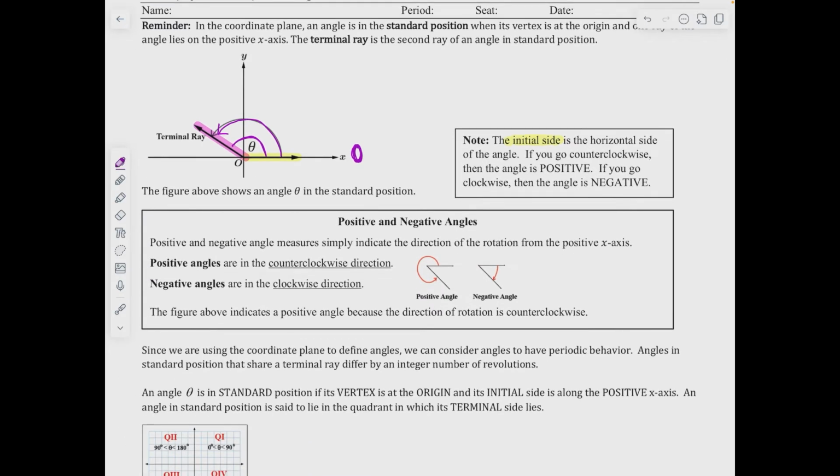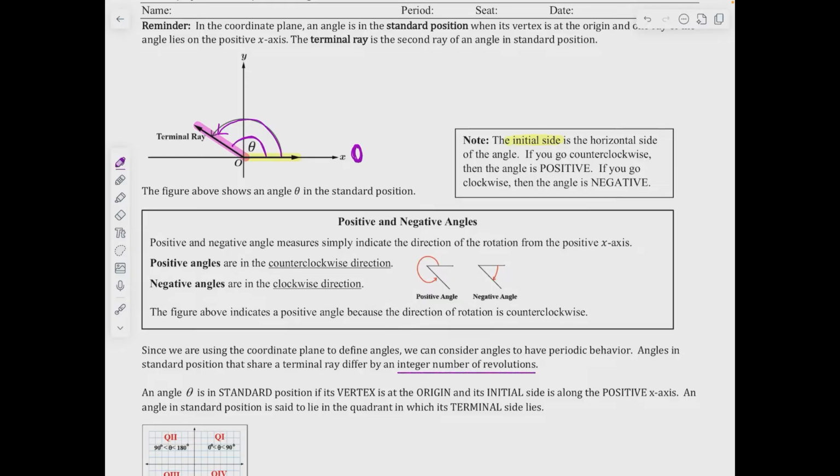Since we are using the coordinate plane to define angles, we can consider angles to have periodic behavior, meaning it's going to repeat itself over and over again. Kind of like tides, the sun, or temperature as the day goes on. Angles in standard position that share a terminal ray differ by an integer number of revolutions. So what that means is this.